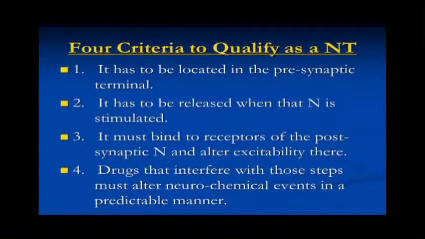Okay, so for something to be a neurotransmitter, you already know all this. It has to be located in the presynaptic terminal button. It has to be released when that neuron is stimulated. It has to bind to receptors of the postsynaptic neuron and alter excitability there. You know this. And drugs that interfere with those steps must alter the neurochemical events in a predictable manner. Okay.